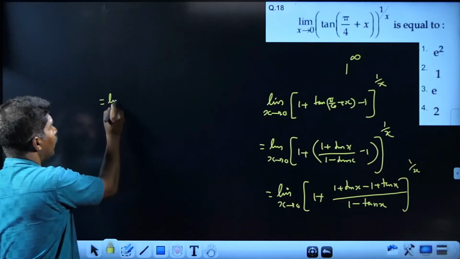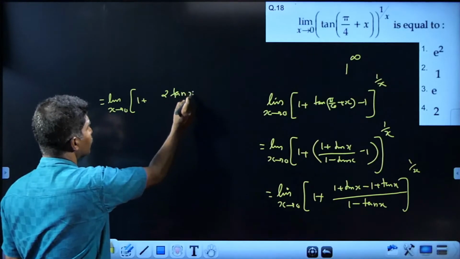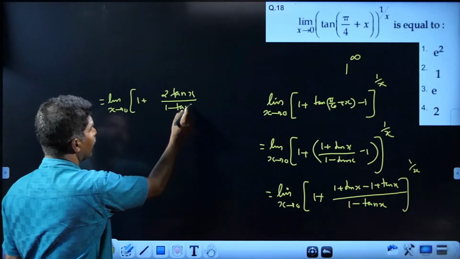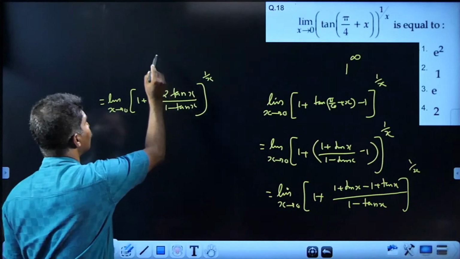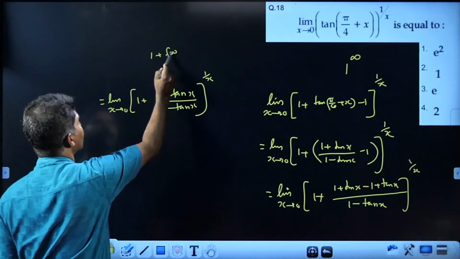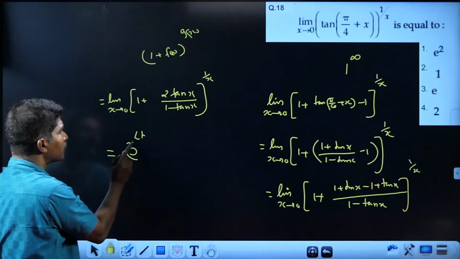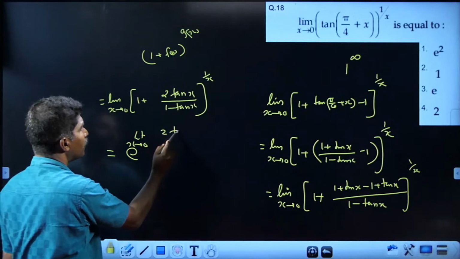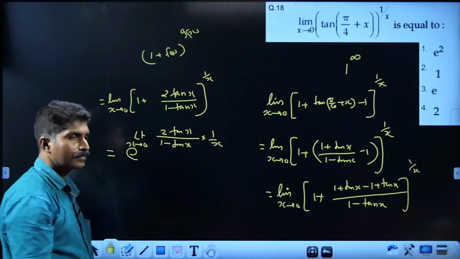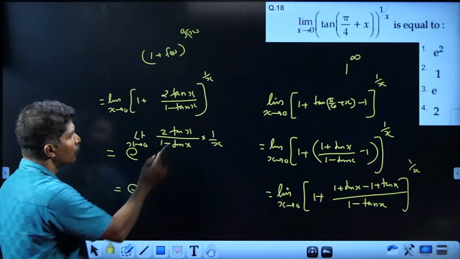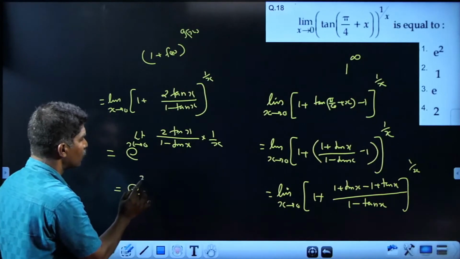That's equal to limit x tends to 0 of (1 plus 2 tan x divided by 1 minus tan x) whole raised to 1 by x. Now it is in the form of (1 plus f of x) raised to g of x. The formula, you know it: e raised to limit x tends to 0 of 2 tan x divided by (1 minus tan x) into 1 by x. That is equal to e raised to, tan x by x becomes 1, 2 divided by 1 minus tan 0, 1, so 2 by 1, so e square.